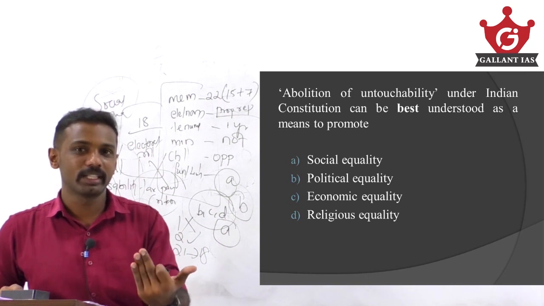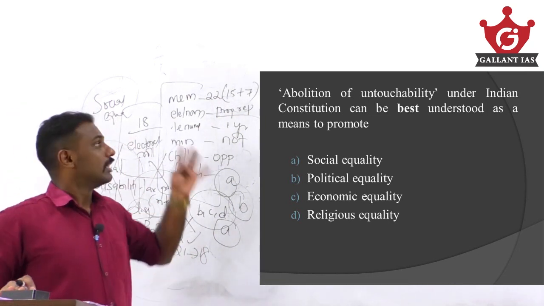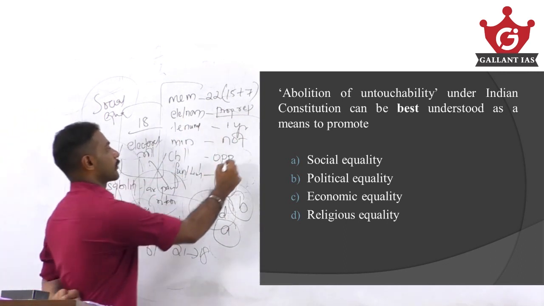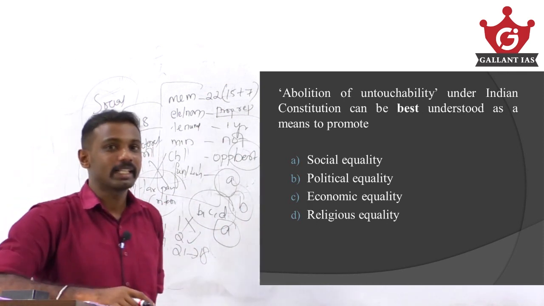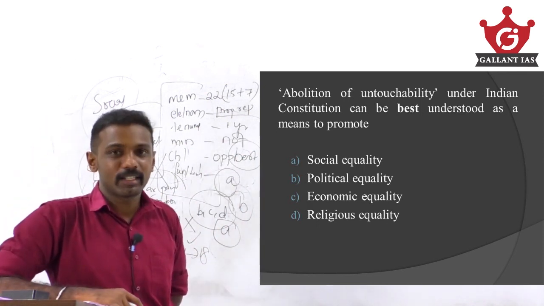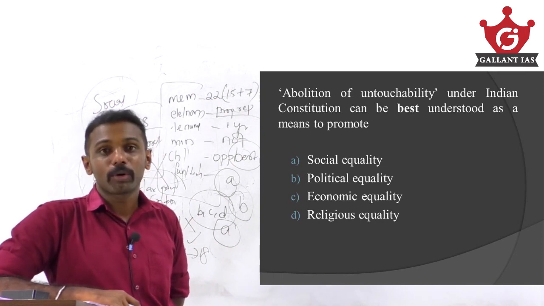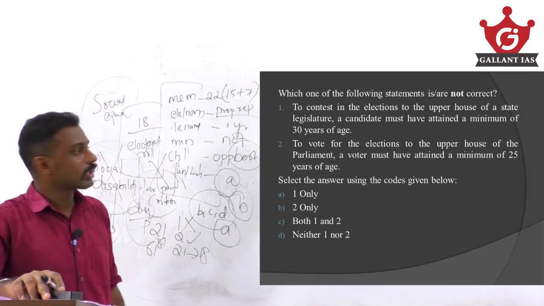Social equality. From the status of social inequality, the status can be upgraded and we can promote what? Social equality. See here, there can be some confusion. Why not the other options? See the question: can be best understood. So from among these 4 options, this is the best answer to this question, that is option A, social equality. Clear?